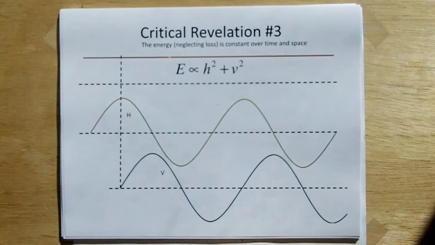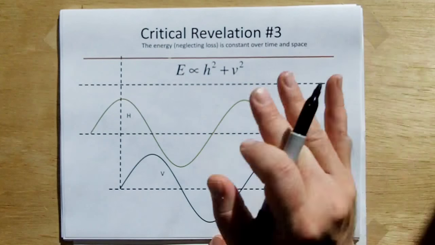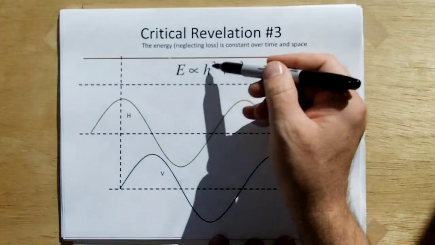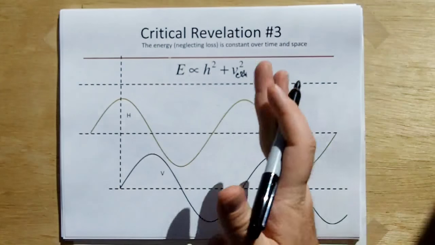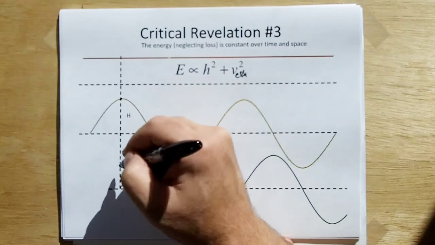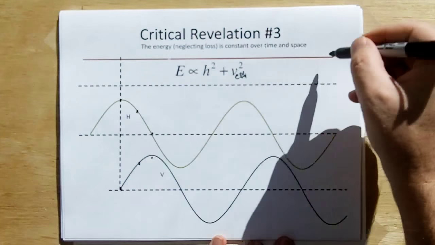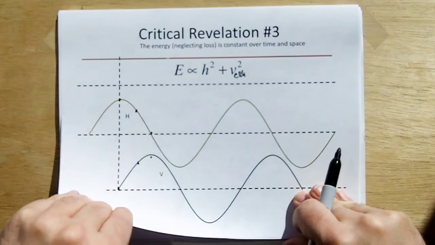In critical revelation 3, the energy, neglecting loss, is constant over time and space. And we're neglecting losses right now. So the energy is the height and the effective velocity squared. If you just take this squared plus zero, this squared plus zero, this squared plus this squared, you end up with constant energy or power or whatever you want to call it as the wave propagates.